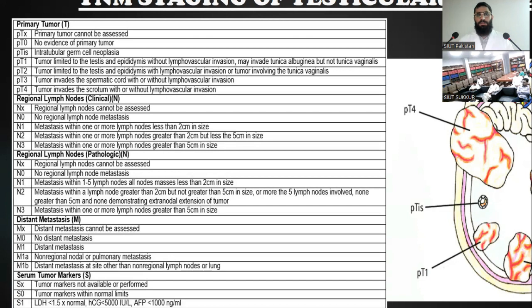How many patients above their 50s or 60s have you seen with testicular malignancy? Someone tell me. Every time we see an old patient with a testicular mass that is malignant, it is mostly lymphoma. But in pubertal age, it is different.